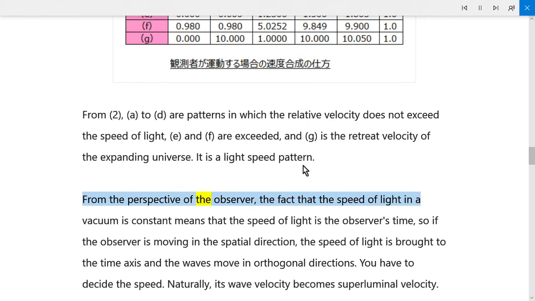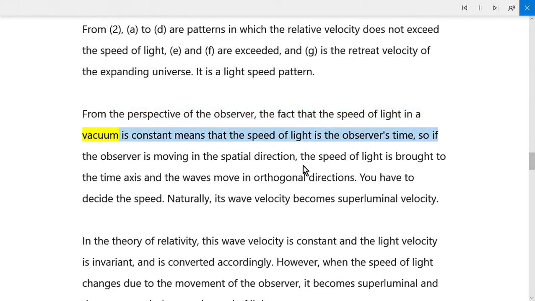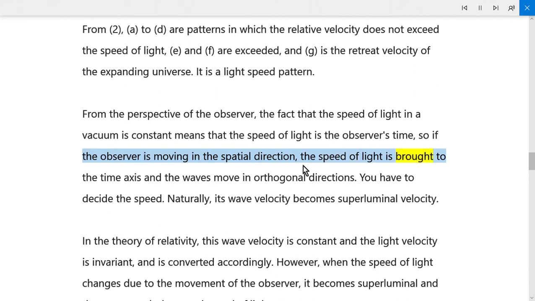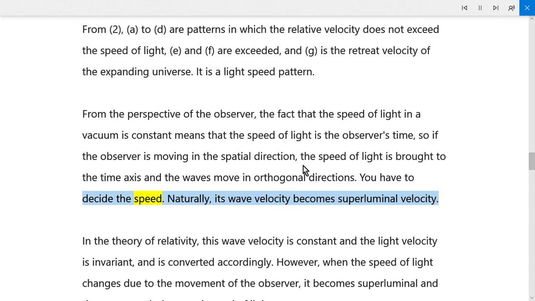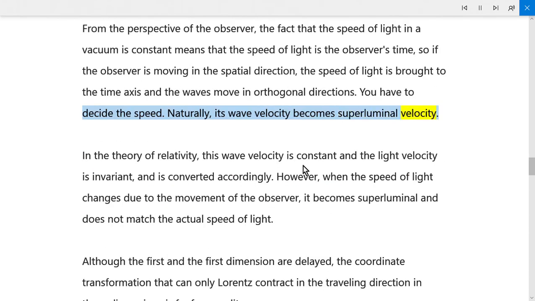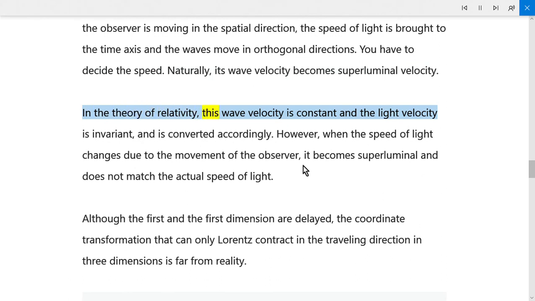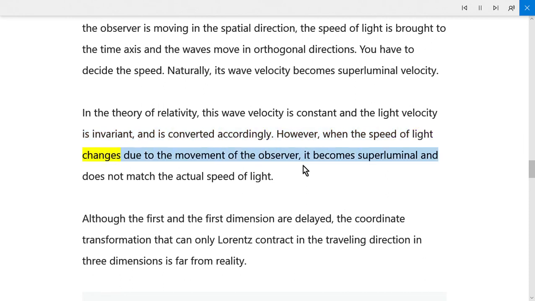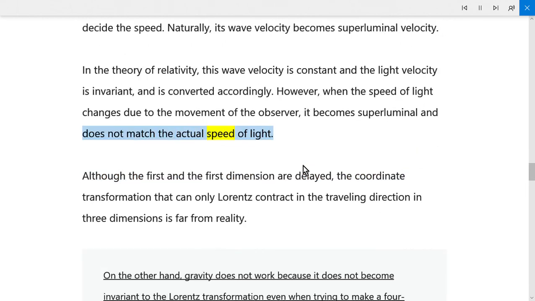From the perspective of the observer, the fact that the speed of light in a vacuum is constant means that the speed of light is the observer's time, so if the observer is moving in the spatial direction, the speed of light is brought to the time axis and the waves move in orthogonal directions. You have to decide the speed. Naturally, its wave velocity becomes superluminal velocity. In the theory of relativity, this wave velocity is constant and the light velocity is invariant, and is converted accordingly. However, when the speed of light changes due to the movement of the observer, it becomes superluminal and does not match the actual speed of light.